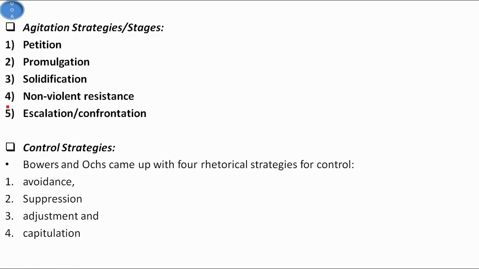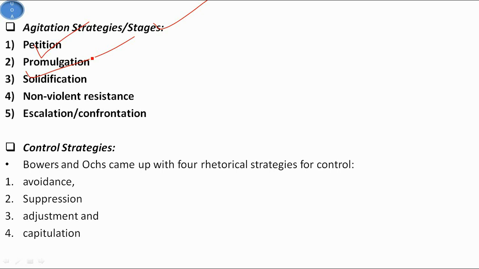So now we see the agitation strategies and stages. Although they are not technically considered agitation, normal persuasive measures often precede agitation. This stage is referred to by Bowers and Oakes as petition. This is the first stage of the strategies in agitation. This stage is crucial to an agitation movement because it establishes credibility and gives the establishment an early opportunity to comply with their demands.